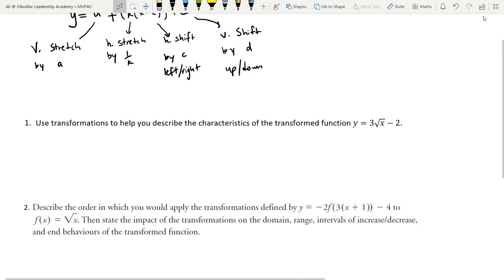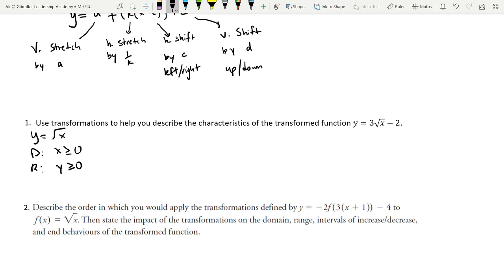Let's apply some of what we just looked at. So number 1, use transformations to help you describe the characteristics of the transformed function. We're going to start by looking at the characteristics of the parent function. We know the domain and range because it's a square root function: x is greater than or equal to 0 and y is greater than or equal to 0. We know that the square root of x has no symmetry.